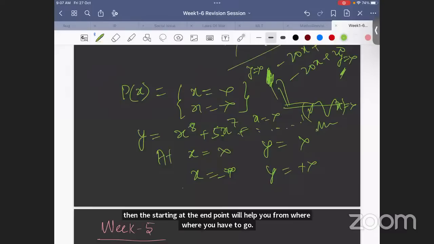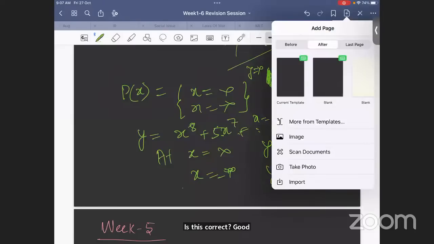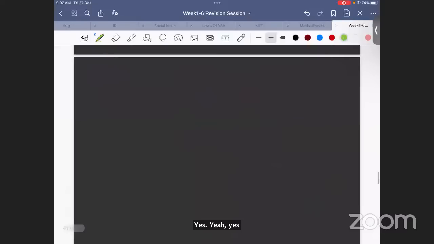Is this correct? Did you get the idea? Yes. Let's solve this question. This is the last question that we are solving.